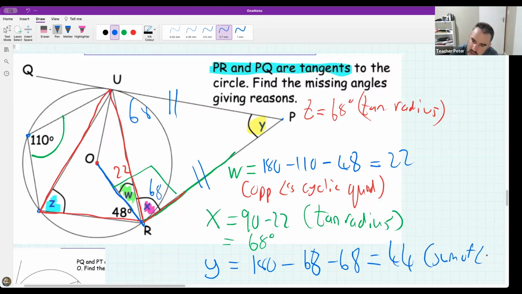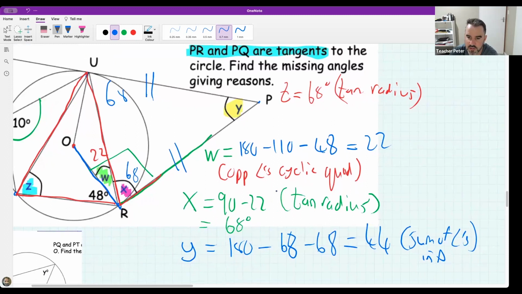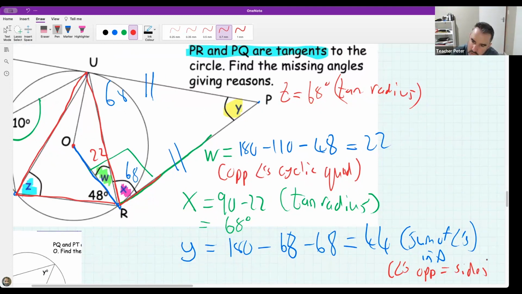That would be the sum of angles in a triangle. But it would also be the fact we used the reason angles opposite equal sides to help us. So angles opposite, because we used that to get the 68, which helped us get the Y.